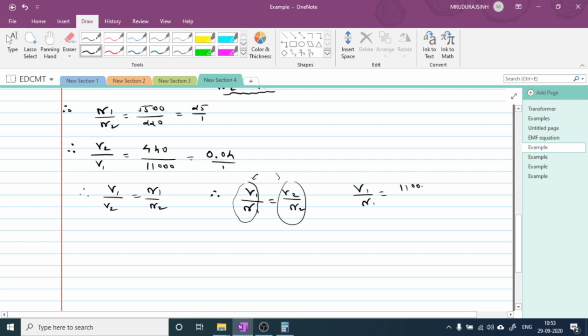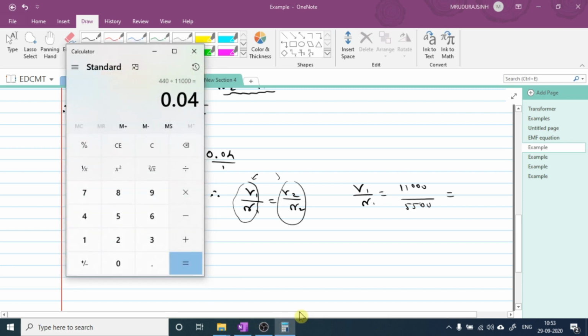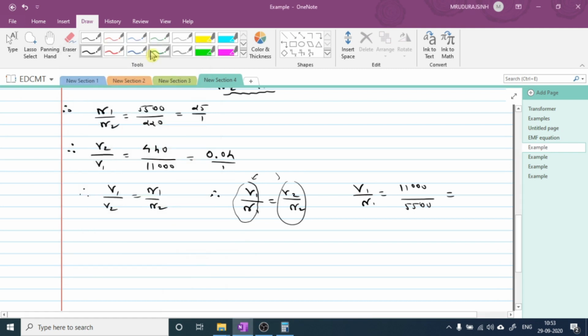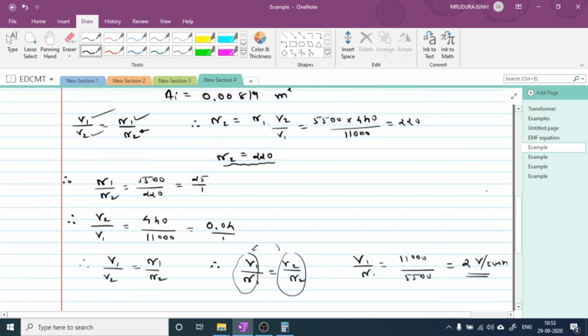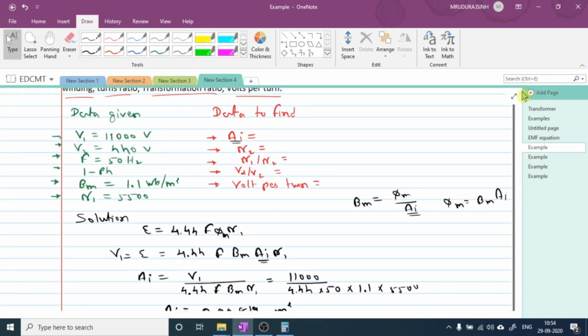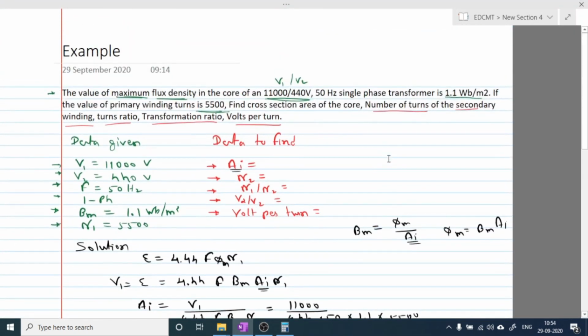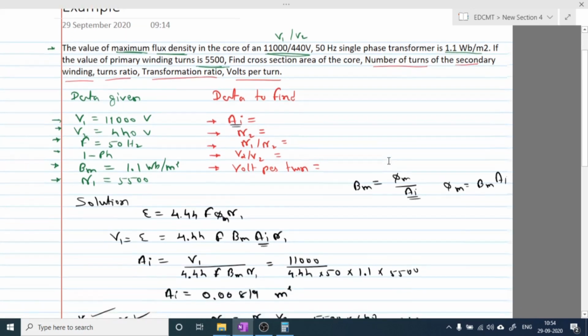V1 is 11,000 and N1 is 5,500. So this gives us 11,000 divided by 5,500 gives us 2, and it is very simple to calculate. So 2 volt per turn. So volt per turn is 2 volt per turn. So this is how you can solve this example. It's a pretty simple example. Just go through this.